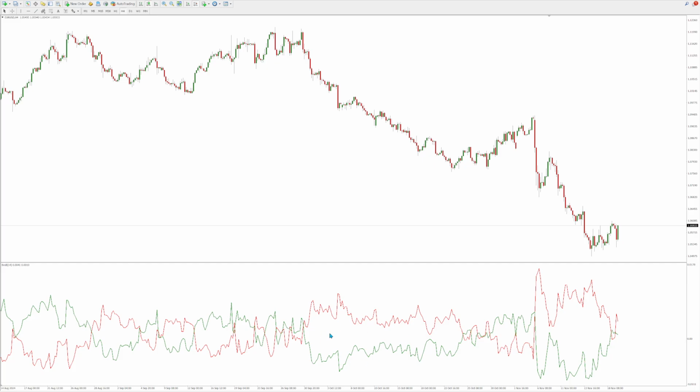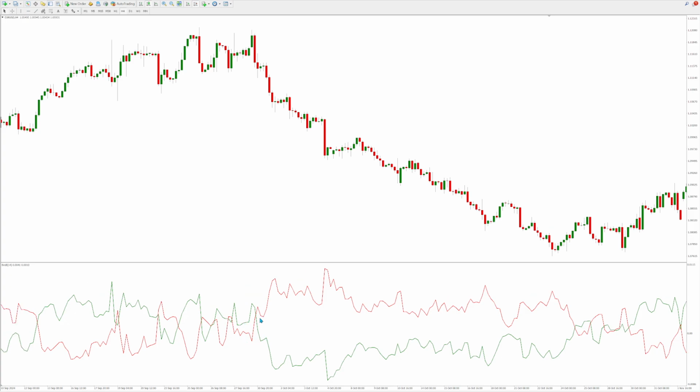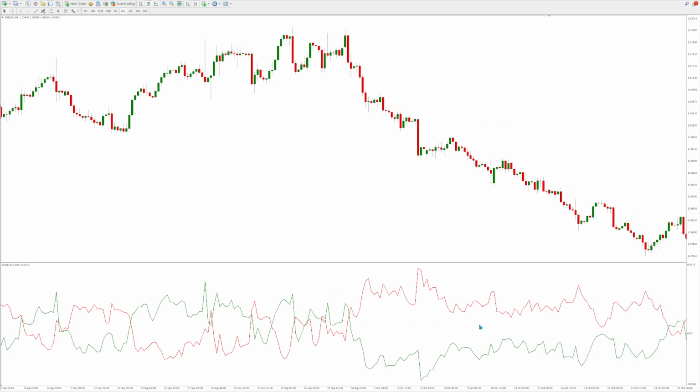I'll just quickly go over the indicator before we get to that. I've colored it red for the bears power aspect of the indicator and green for the bulls, just to match up with my candlesticks, which are red and green. Basically red means bearish, green means bullish. When the red line is above the green line, it means that the bears are in control. And when the green line is above the red line, it means that the bulls are in control. Simple as that.